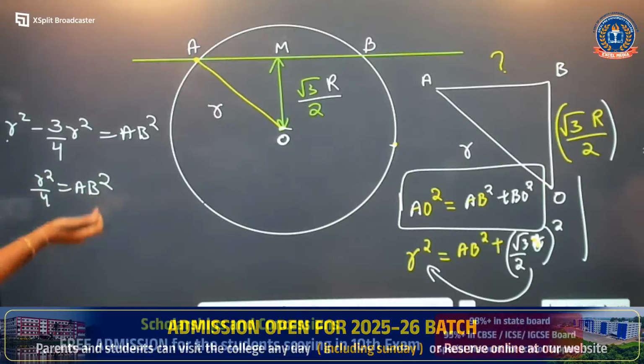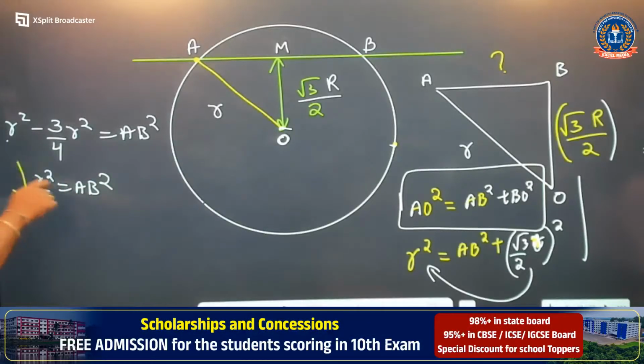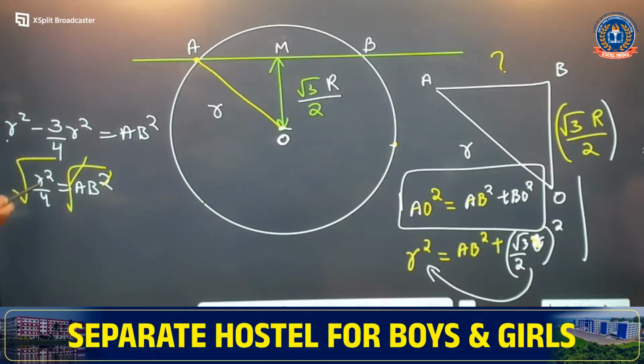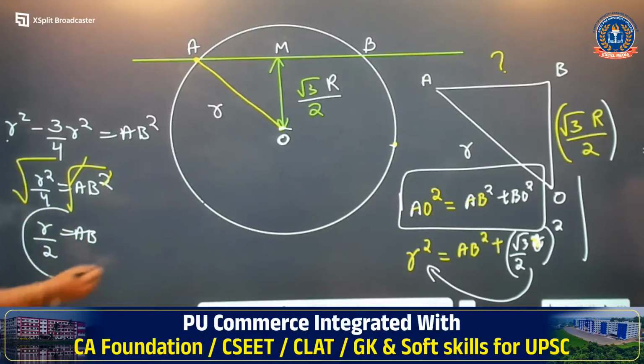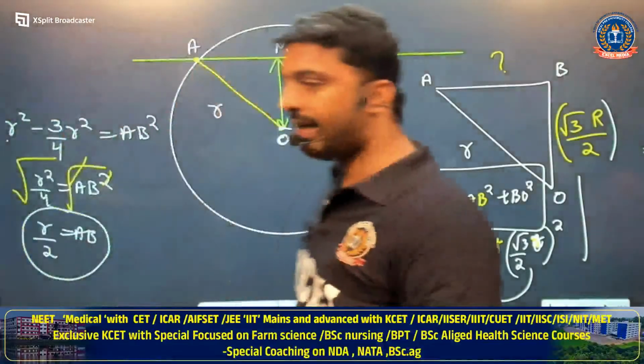Now take root on both sides. If you take root on both sides, what happens? Square and root cancel. What is the root of r square? r. Root of 4 is 2. So what is the length of AB? Length of AB is r by 2, right?